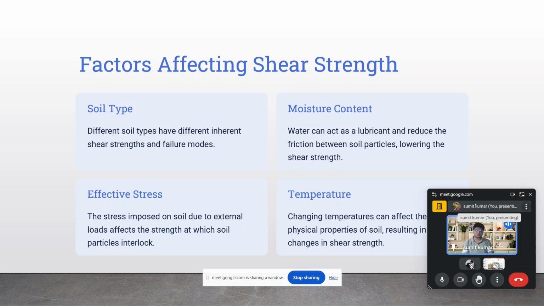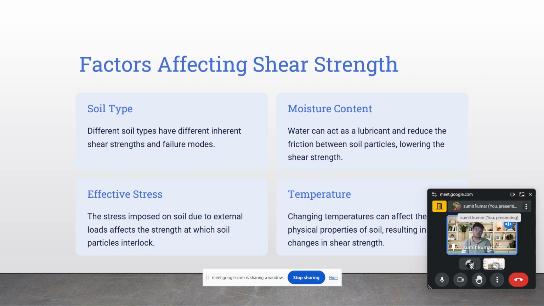When we do the soil classification, on that basis we can understand that this soil has this type of characteristics. Based on the Indian soil classification or any soil classification, we can understand the characteristics of the soil, and on the basis of that we can comment on the strength which will be provided by that respective soil.